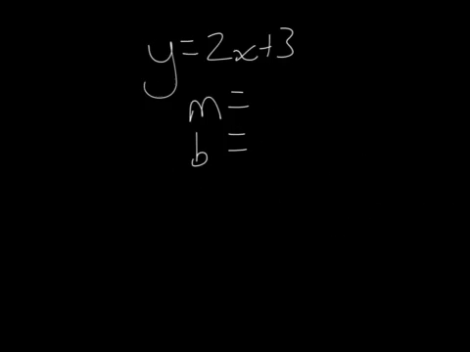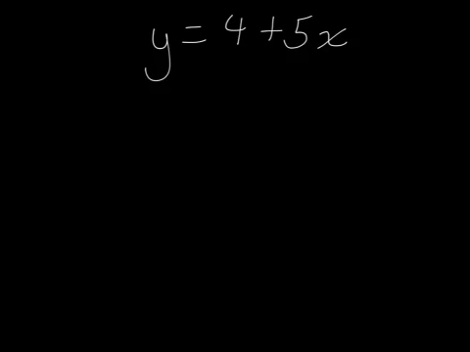If we're given the equation of a line in slope-intercept form as y = 2x + 3, and we want to know what the slope, the m, is, and what the b, the y-intercept, is: our slope is whatever number is beside our x, so in this case that's 2. And our b, our y-intercept, is that constant that doesn't have a variable beside it. In this case it's 3.